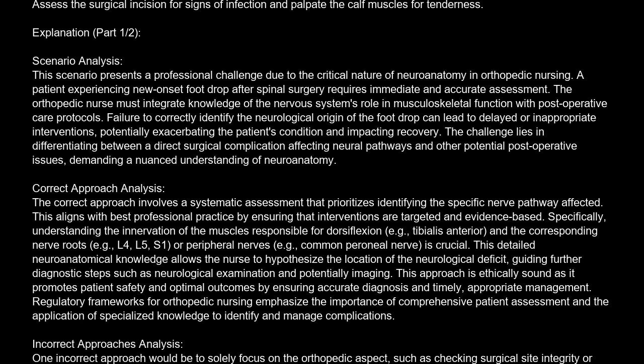This approach is ethically sound, as it promotes patient safety and optimal outcomes by ensuring accurate diagnosis and timely, appropriate management. Regulatory frameworks for orthopedic nursing emphasize the importance of comprehensive patient assessment and the application of specialized knowledge to identify and manage complications. Incorrect approaches analysis. One incorrect approach would be to solely focus on the orthopedic aspect, such as checking surgical site integrity or cast tightness, without considering the neurological implications.